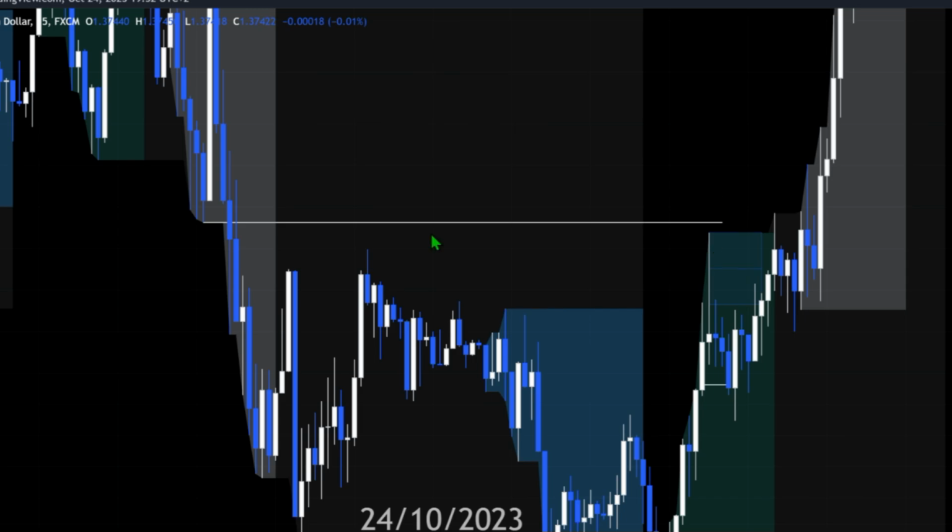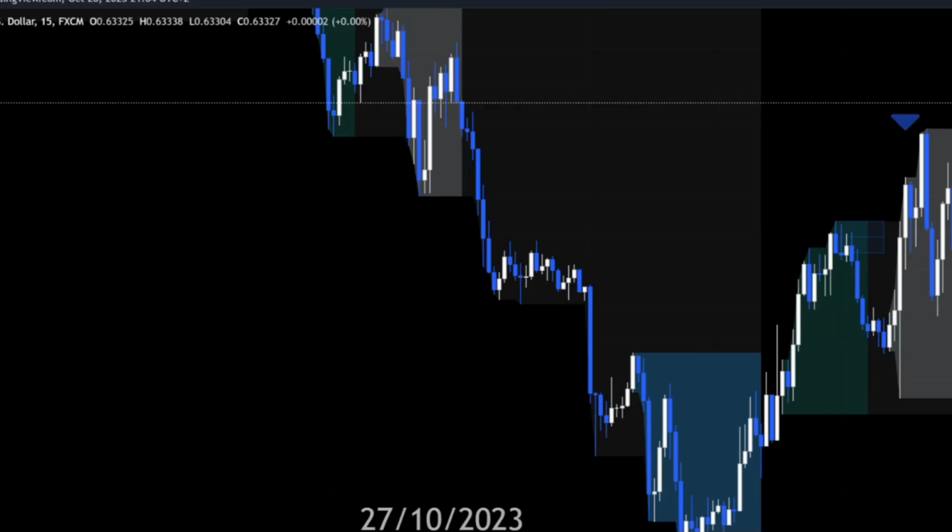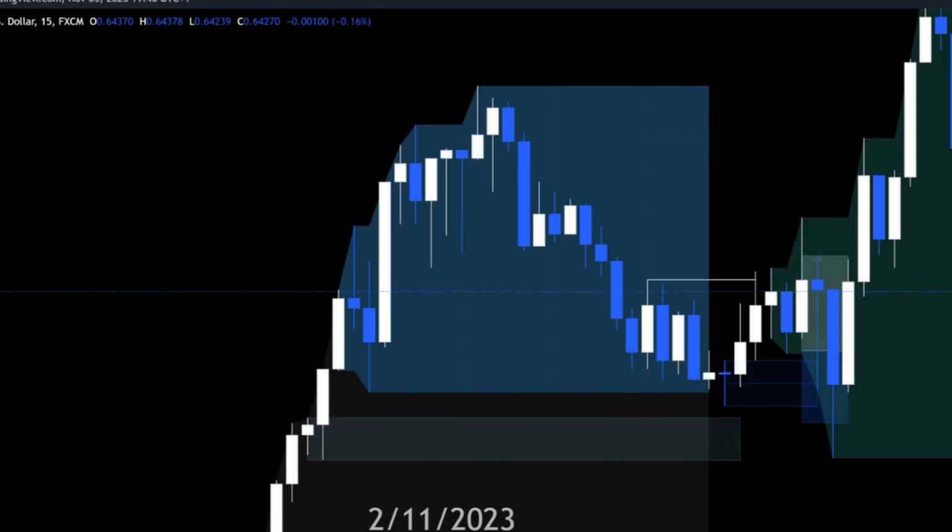Just like here, we are trading in an empty space. We are not reacting on anything, thus going right through it. Or right here, we are not reacting on anything, just empty space over here, thus going right through it. Or like here, reacting on nothing, right? Just empty space, no supply or demand area, and thus wicking right through it.